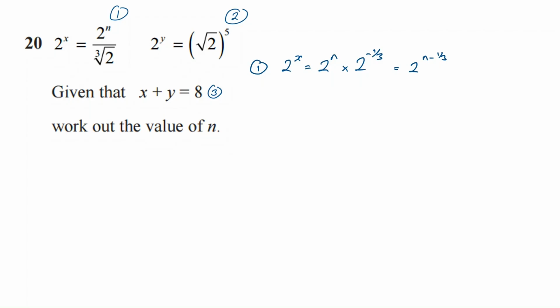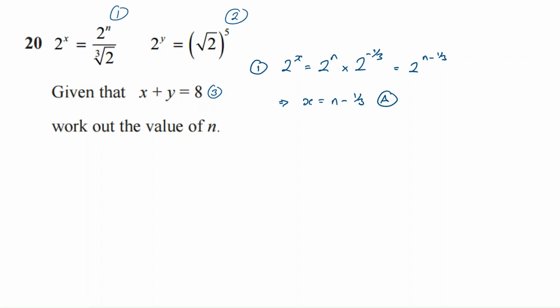Now, the key to these questions, if you haven't seen these sort of questions before, because that's 2 to the power of something, and that's 2 to the power of something, and these things are equal, it must be the case that x is equal to n minus a third. So I've got my first equation, which I'm going to call a over here.